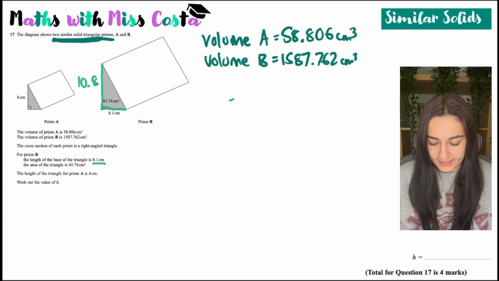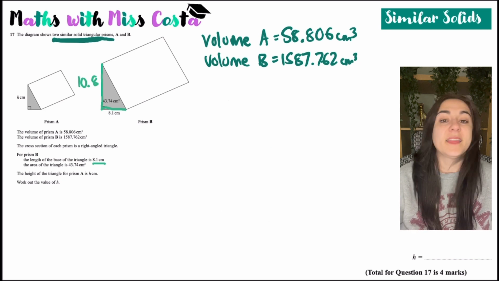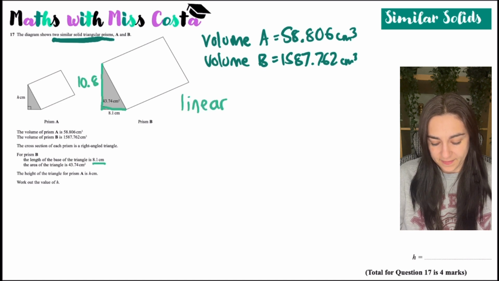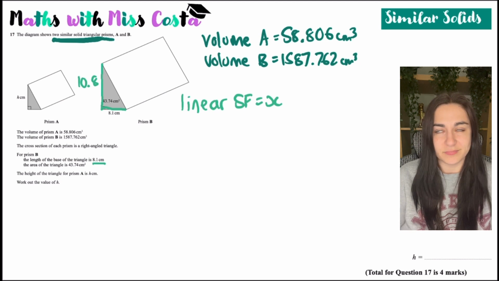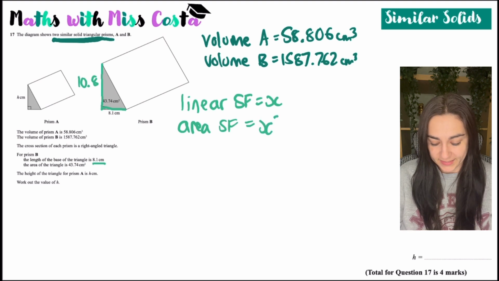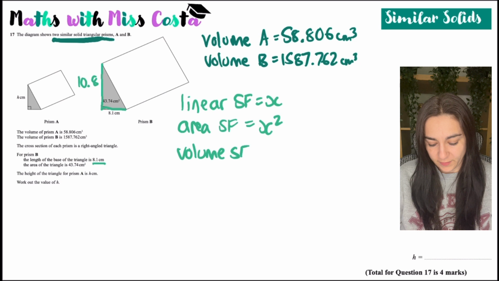If they are similar solids, then that means that they're going to be increasing by a scale factor. So whenever you've got similar solids, you always have your linear scale factor. So that's to do with lengths. So my linear scale factor would be x. It's multiplied by, I don't know, let's say 4. You have your area scale factor, which is going to be whatever the linear scale factor is squared, because you're dealing with an area. And then you have your volume scale factor, which would be x cubed.